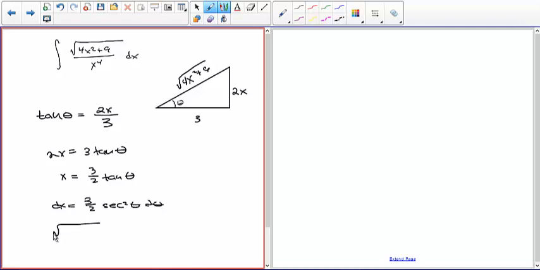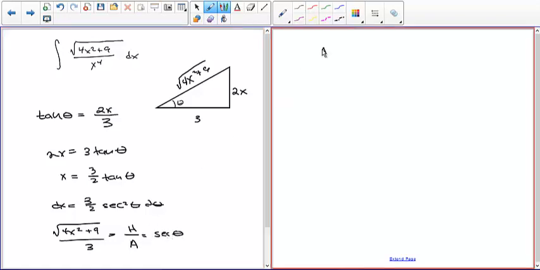The trig function that involves the ratio of the square root term to the constant term is going to be hypotenuse over adjacent, which is the secant. So that means the square root of 4x squared plus 9 is equal to 3 secant theta. Now we have all the substitutions we need, so we'll plug that in. For the square root, we'll plug in 3 secant theta.